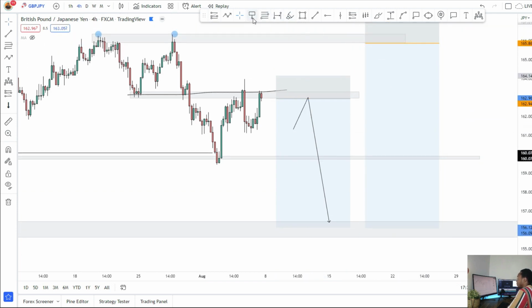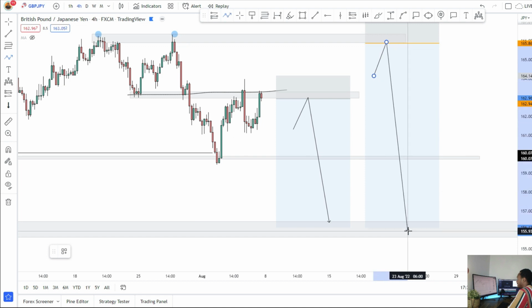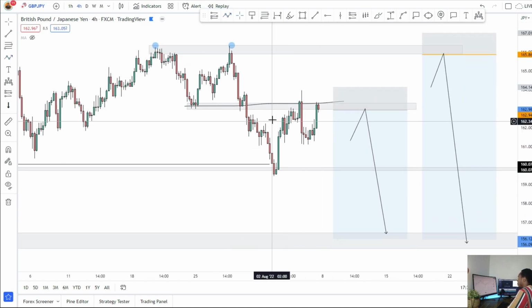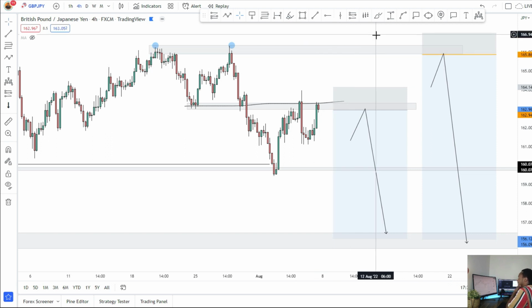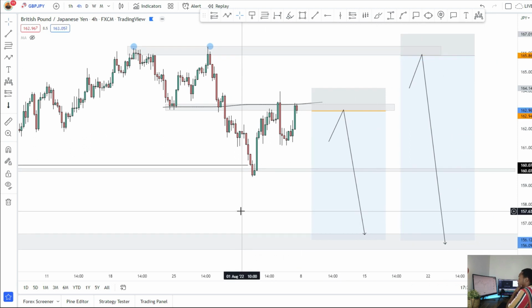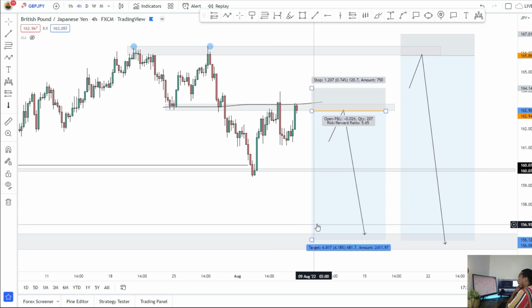So nice bearish swing, still expecting for pound yen, looking for that next lower high, possibly at this 162.967 level, or we could push a little bit higher into 165. Either which way, continuation is back down to 156 for pound yen next week.